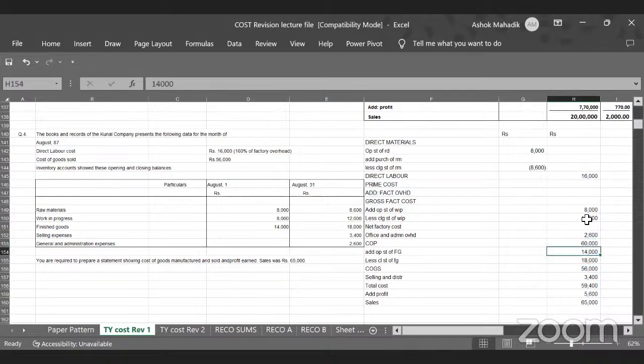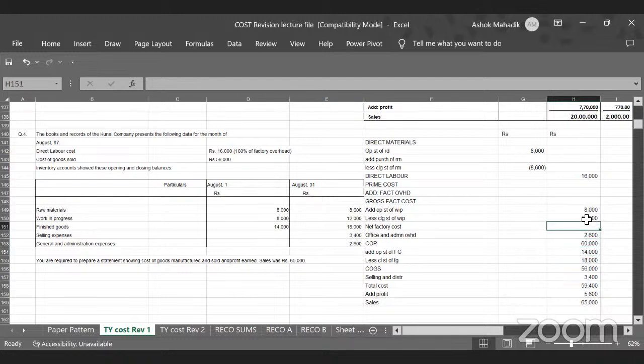Now, if you go from top to bottom, you will see your answer is correct. You can verify: 60,000 plus 14,000 minus 18,000. Check your answer if you're getting it. Cost of production was missing, so what I did, I started with COGS. Since closing stock is normally minus, but we are going reverse, so add it. So 56,000 plus 18 minus 14 will give you cost of production. Same way now we have to do it for the other heads.